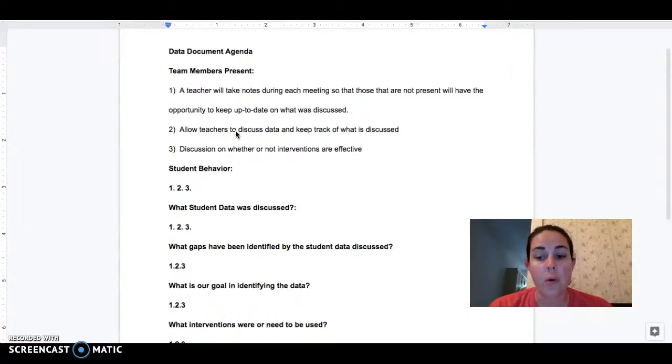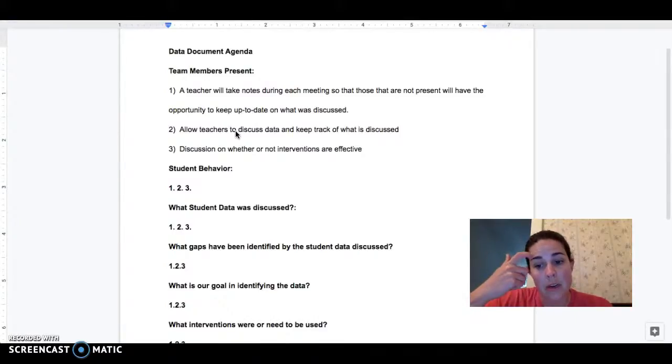This is the graphic organizer that I came up with to document the discussions that are had about data. I will be taking a new job as an assistant principal next year, and I'm hoping that maybe this document with a few tweaks can be used at the new school I'm getting ready to go to.